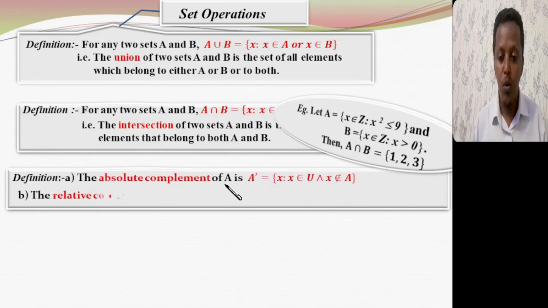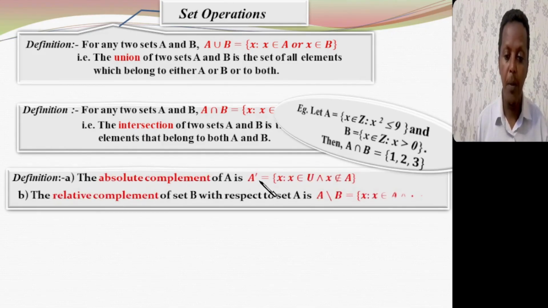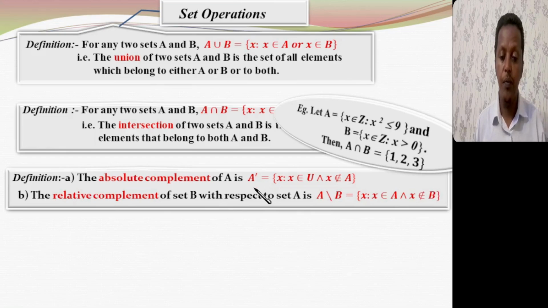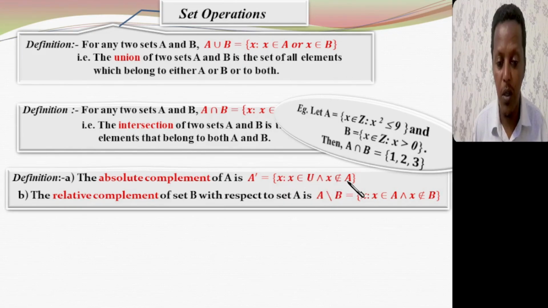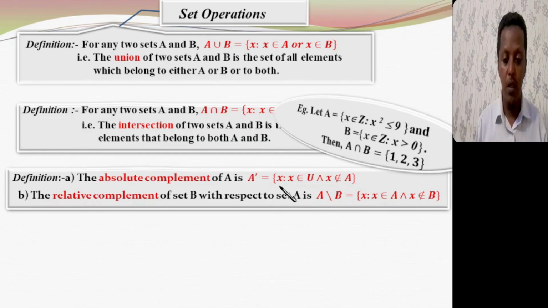And the absolute complement of a set A is denoted by A prime, and A prime contains x, where x is an element of U and x is not an element of A. All elements in the universal set but not in set A, we call it the absolute complement of set A.